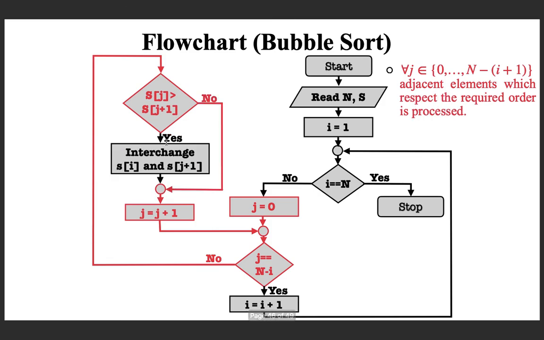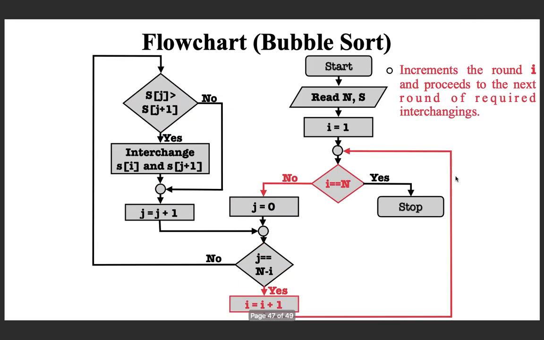Now the other case is when you are inspecting a pair and no interchange is required. It means the first index value is not greater than the value at the second index. So the answer is no, meaning no interchanging, and you are proceeding to the next index value for j. Once you finish all required interchanging within a round, you have to increment the round i and proceed to the next round of interchanging.